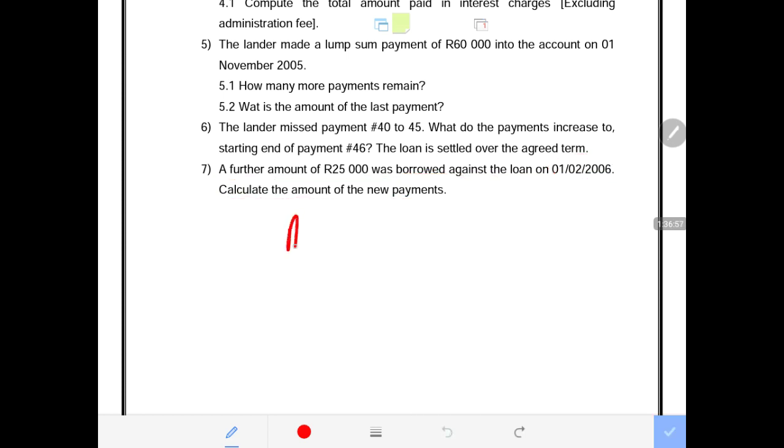New annuity started in the month of April. So from April up until December, let us calculate the number of months. It will be April, May, June, July, August, September, October, November, December. April up until December, it is 9 months.